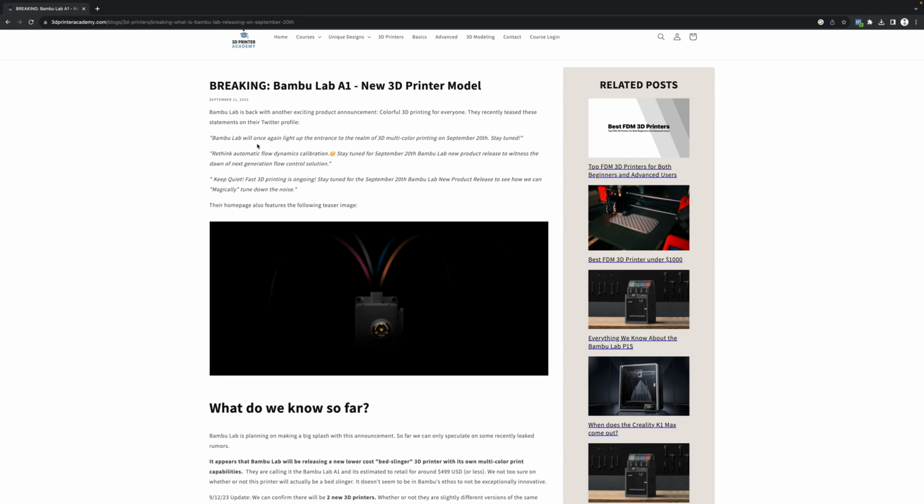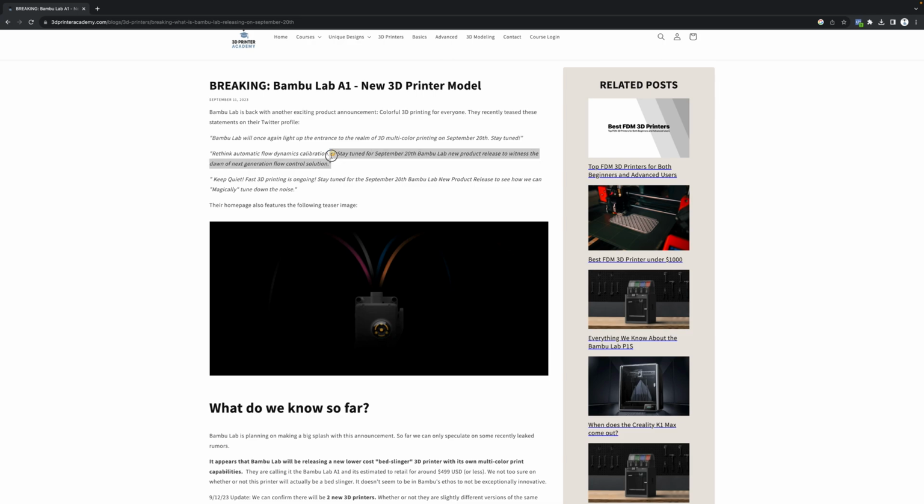Bambu Lab will once again light up the entrance to the realm of 3D printing, or 3D multicolor printing, on September 20th. So they're going to officially announce it on September 20th. It also says, Rethink automatic flow dynamics calibration. Stay tuned for September 20th. Once again, Bambu Lab new product release to witness the dawn of the next generation of flow control solution.